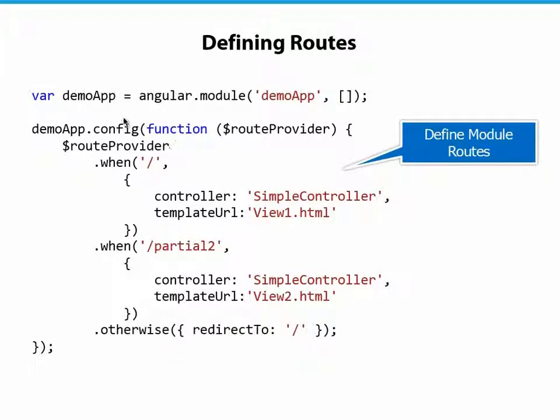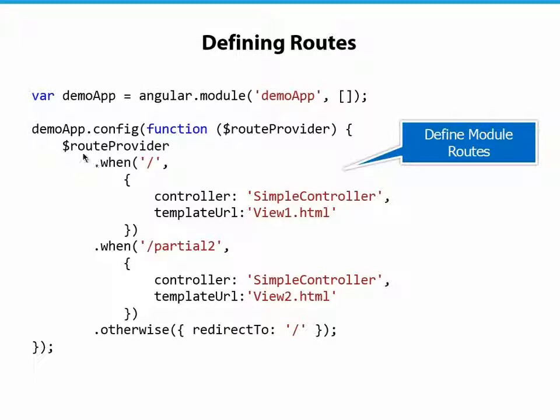So what we're going to do is use that config that I showed earlier. So we have Angular module is demo app, no dependencies. And now what I'm going to do is configure the module with some routes. Now, another object that's available in Angular is called the route provider, as you see here. And it's kind of like the scope. It's injected in dynamically just by defining $routeProvider as your parameter.